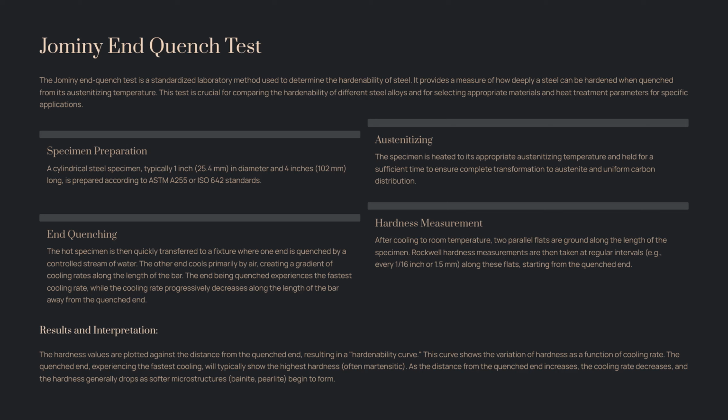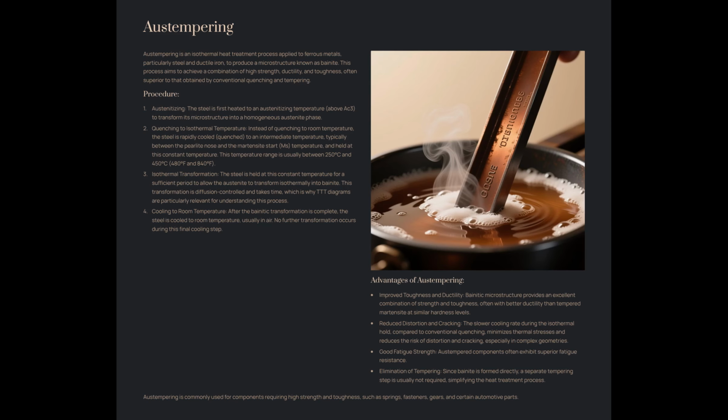Key characteristics. Purpose: measure the hardenability of steel. Method: quenching a standardized specimen to create a cooling rate gradient, followed by hardness measurements along its length. Output: a hardenability curve, hardness versus distance from quench end. Significance: helps in steel selection, process optimization, and predicting properties.